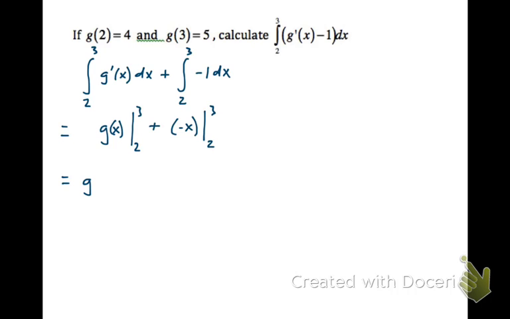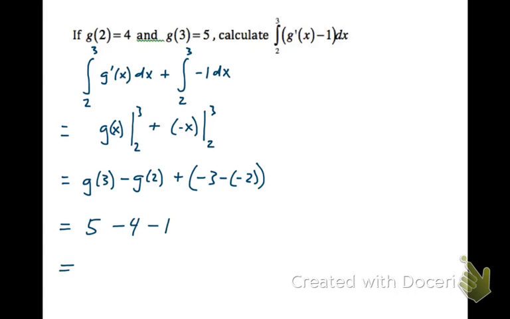Okay, so now I fill this in. Remember, I plug in my g of 3 minus my g of 2, and then I plug in for negative x here, negative 3 minus negative 2. And, oh, they actually gave me what g of 3 is, and they gave me what g of 2 is. See how these actually end up being quite easy? And that's 0. Oh, sorry. So then 5 minus 4 minus 1 is 0. Okay? So I kind of like those questions. They look a little challenging, but they generally end up being quite straightforward.